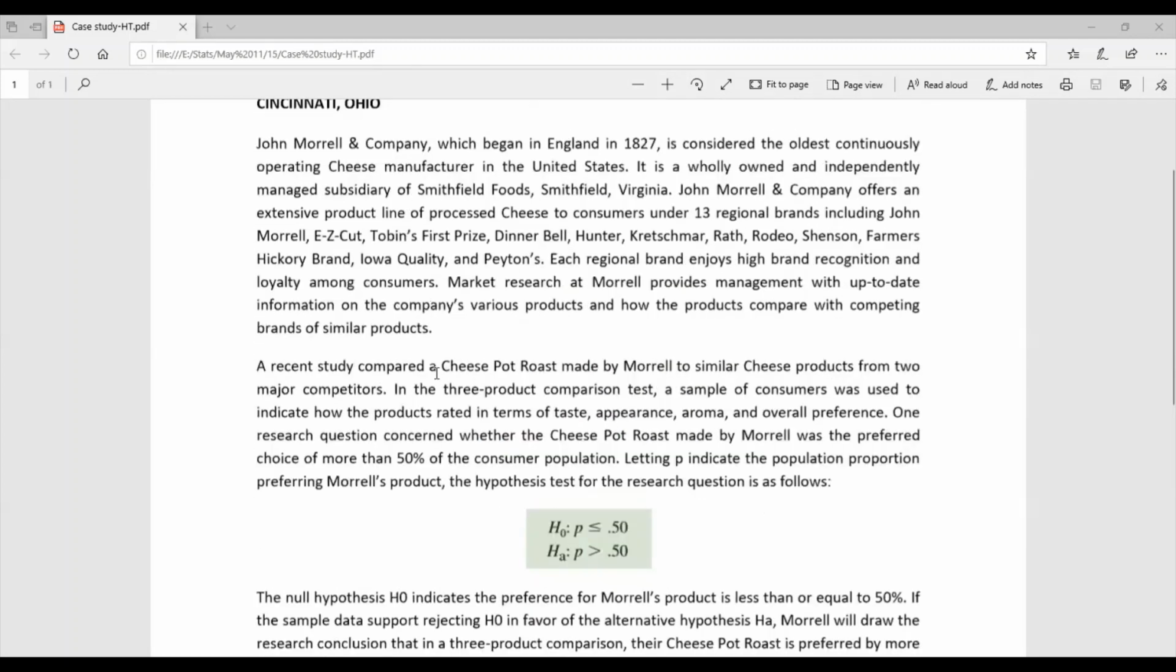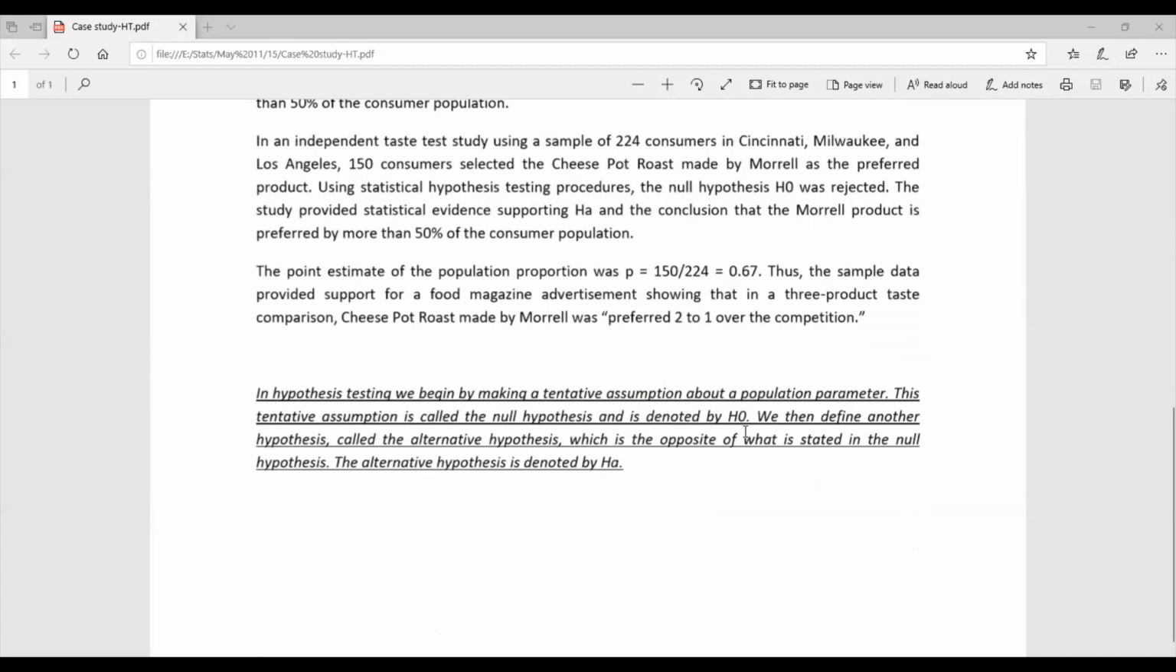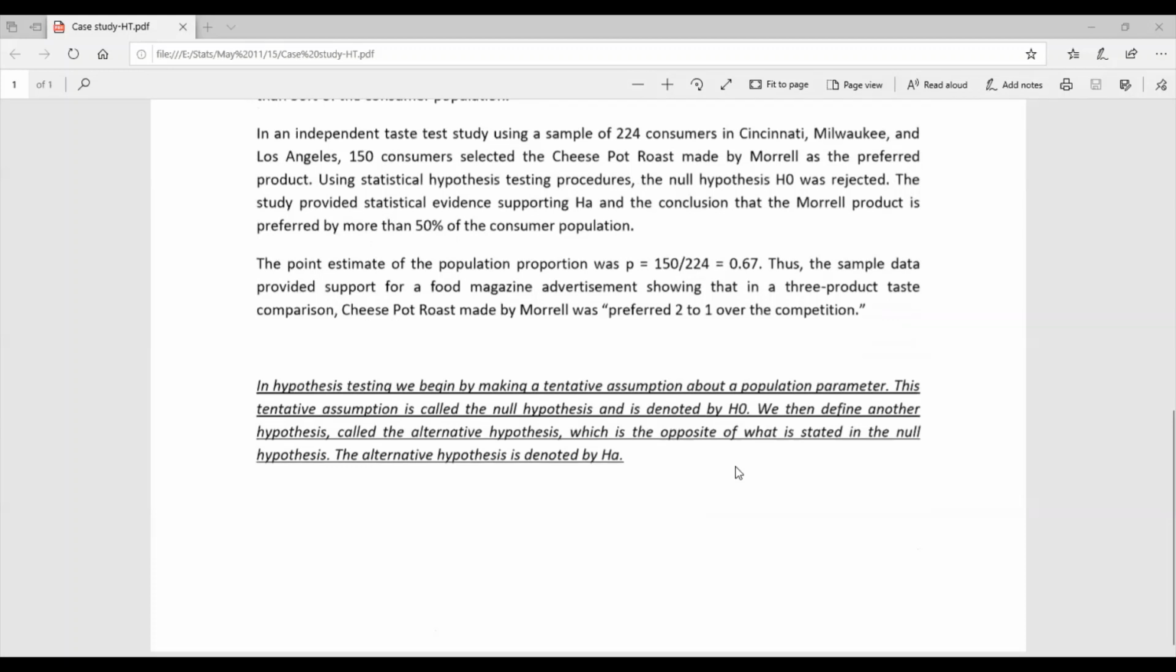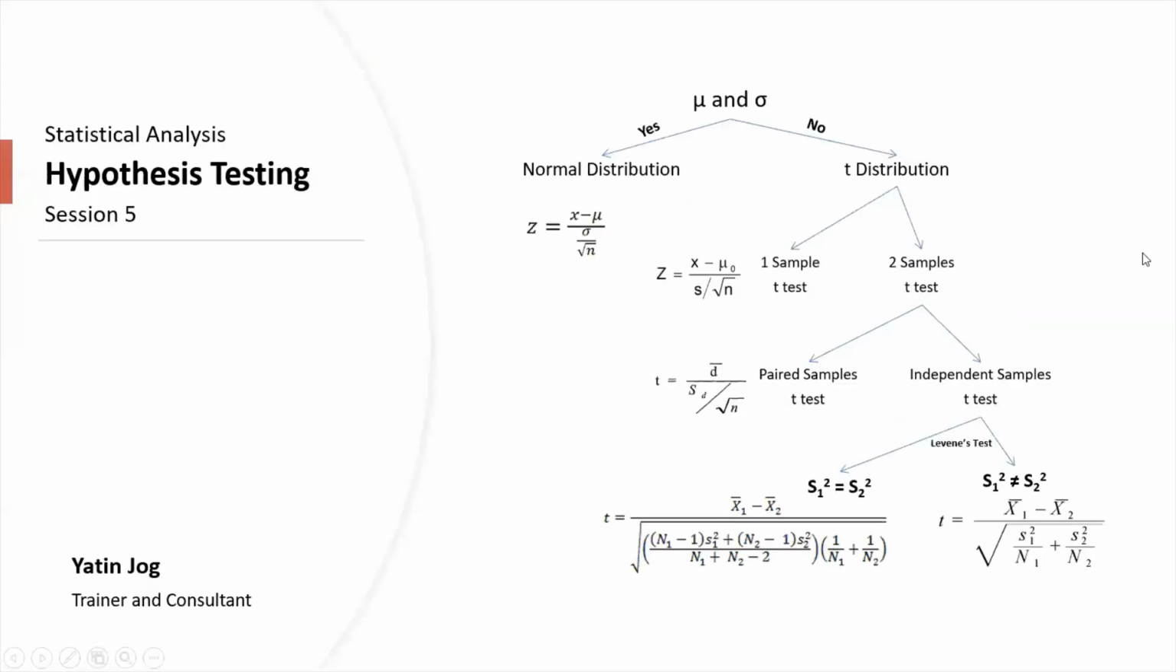So in this case, for this problem, based on the available data given in the case study, my null hypothesis H0, I can define it as P is less than or equal to 0.50. And exactly opposite of H0 is my alternate hypothesis, which is HA, which comes as P is greater than 0.50. But this is just to understand the meaning of hypothesis statement and H0 and H1. Now we'll write a few hypothesis statements from actual problems, and we'll try to test those statements also.